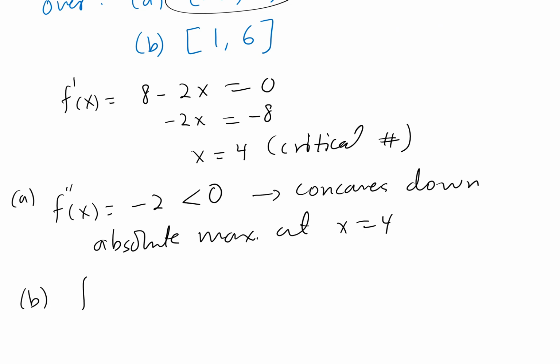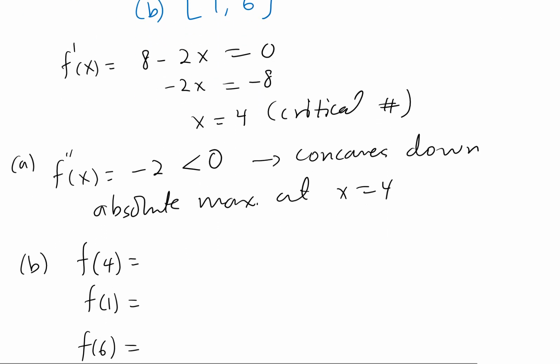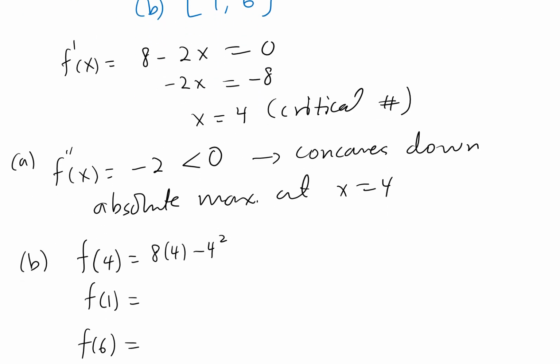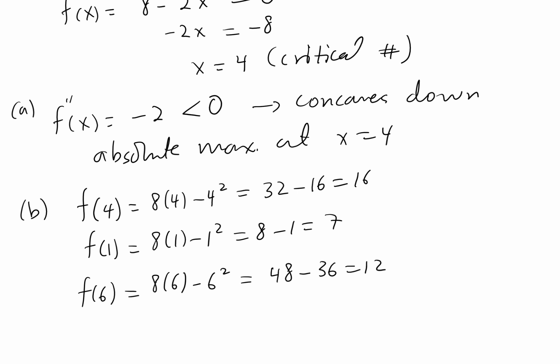How about part B? For part B, we need to find f of 4, f of 1, and f of 6. F of 4 is 8 times 4 minus 4 squared. F of 1 is 8 times 1 minus 1 squared. F of 6 is 8 times 6 minus 6 squared. Let's see what we get. 32 minus 16, that's 16. That's 8 minus 1, 7. 48 minus 36, 12.